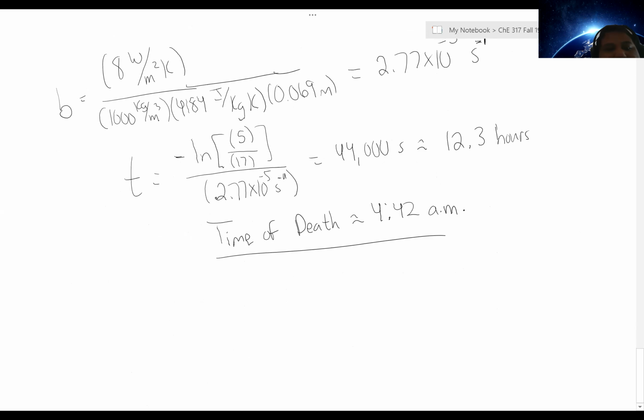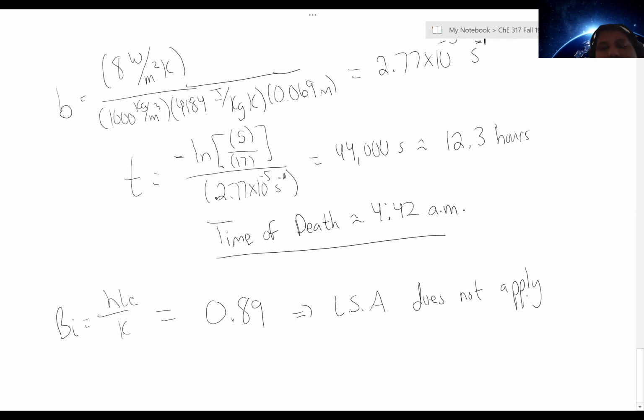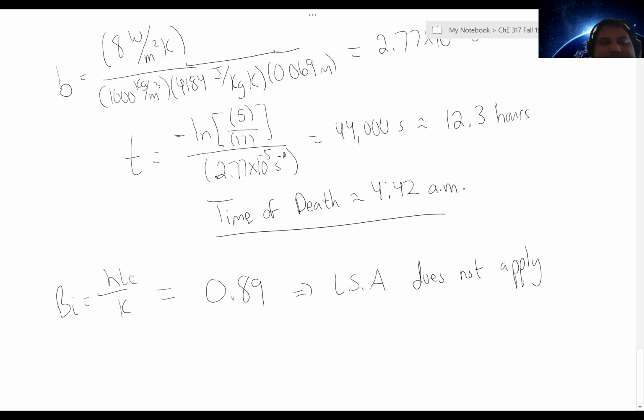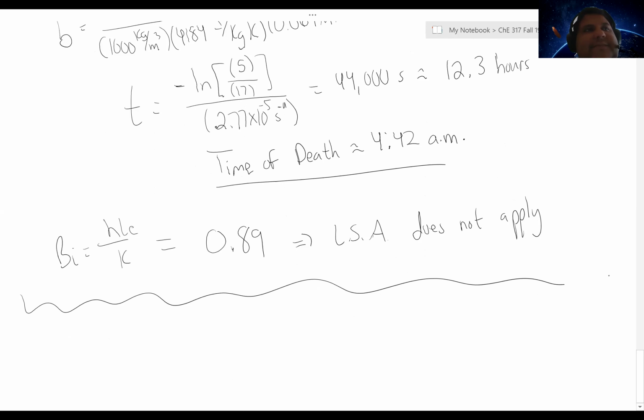If we wanted, we could check to see whether LCA would apply by finding the Biot number, which is h L sub c over k. If you do that calculation, you find the Biot number is unfortunately 0.89, which implies that LCA probably isn't the best approach. And so when LCA doesn't apply, we have to consider one of several other forms of transient heat conduction.